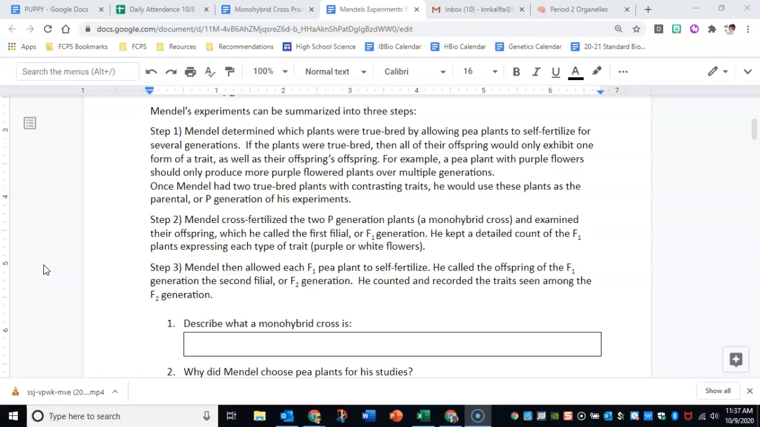Step 3. Mendel then allowed each F1 pea plant to self-fertilize. He called the offspring of the F1 generation the second filial, or F2 generation. This would be like grandkids. He counted and recorded the traits seen among the F2 generation.